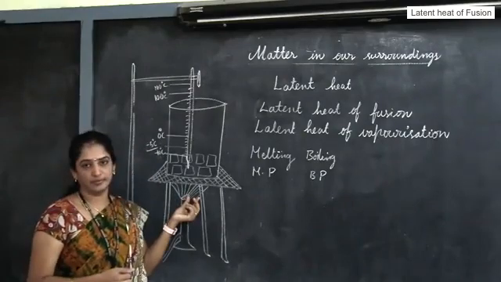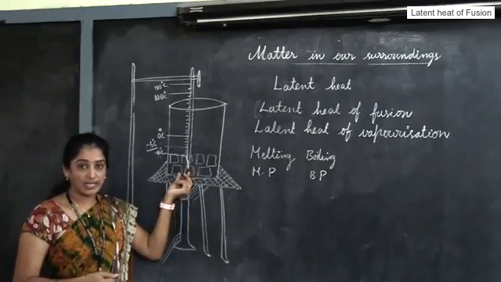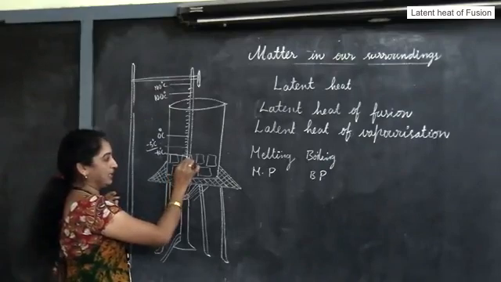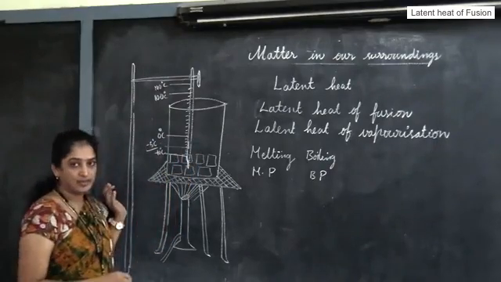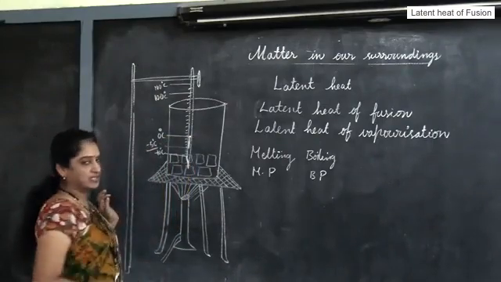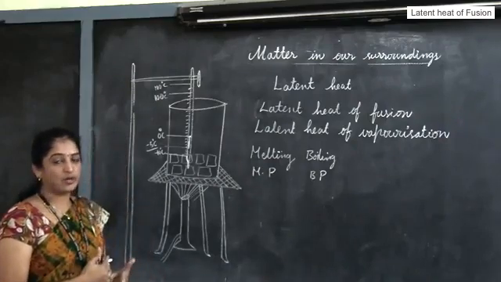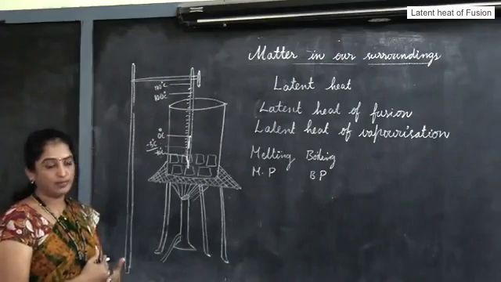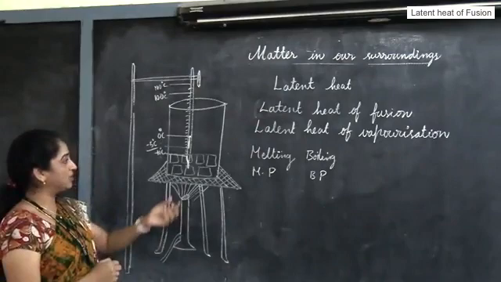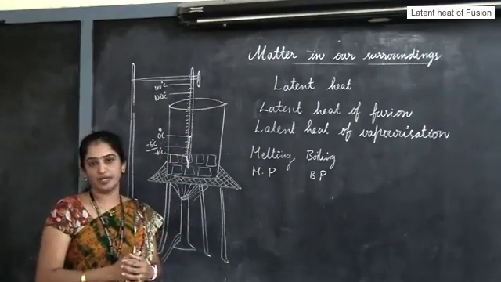Now start heating. When we start heating, the temperature of the ice slowly increases. So the level of mercury increases from minus 5 degrees centigrade. When it reaches 0 degrees centigrade, the level of mercury remains the same. It stops rising. Why? Because here the process of melting takes place, because 0 degrees centigrade is the melting point of ice.